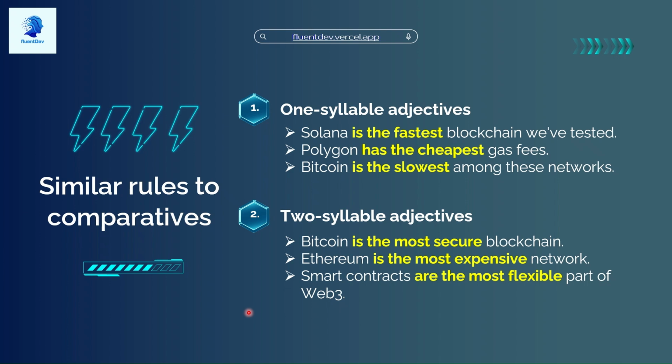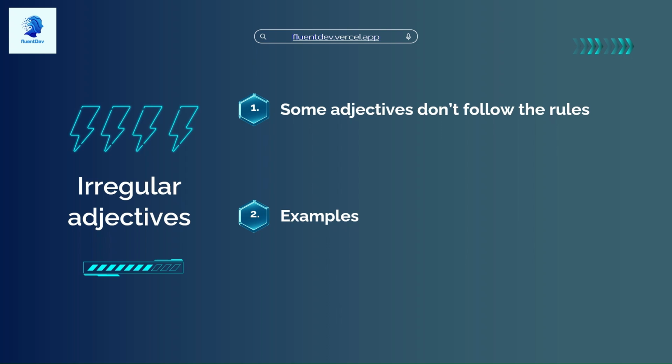Just try to remember, if you're comparing only two, Solana is faster than Ethereum, for example. If we're comparing more than two, Solana is the fastest, right? Just as with comparatives, superlatives also have some irregular adjective forms too. We already know they don't follow the rules.